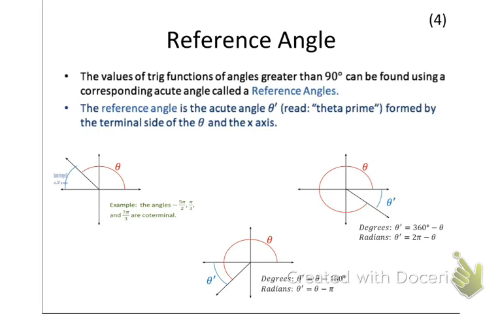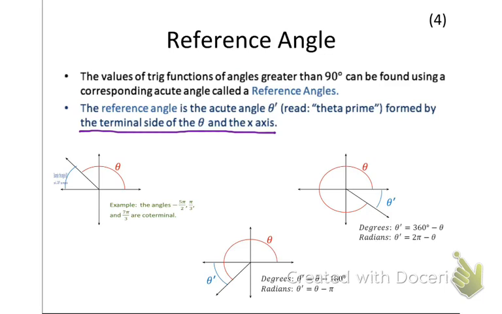Now we will begin discussing what a reference angle is. The values of a trig function of angles greater than 90 degrees can be found using a corresponding acute angle called a reference angle. The reference angle is the acute angle theta prime formed by the terminal side of theta and the x-axis.